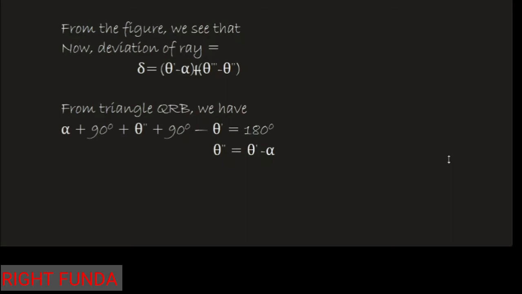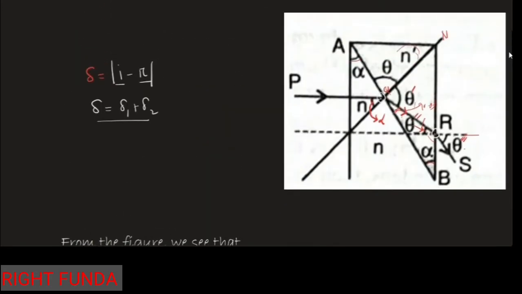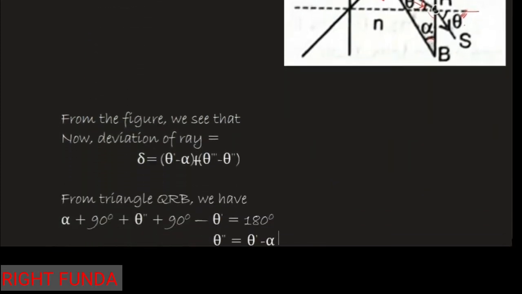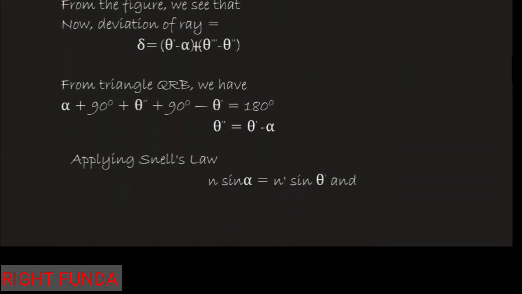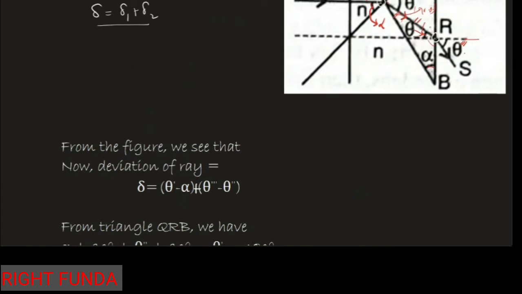Again, we can apply Snell's law. Applying Snell's law, we get the equation n1 sin theta 1 equal to n2 sin theta 2. So in the first case, n sin alpha is equal to n dash sin theta dash. One equation I wrote like this. And the second equation, for the second refraction, I will write. In the second refraction, n dash sin theta double dash is equal to 1, because the medium here is 1, times sin theta triple dash.